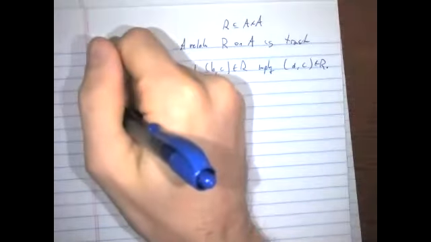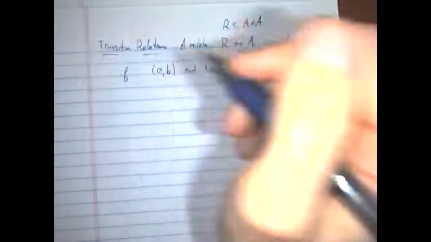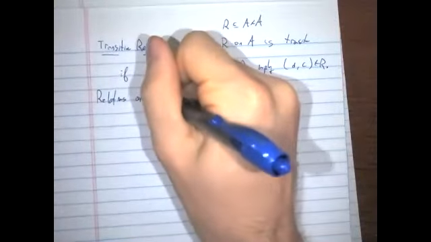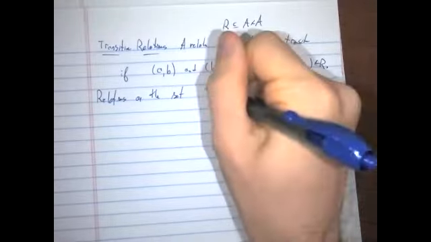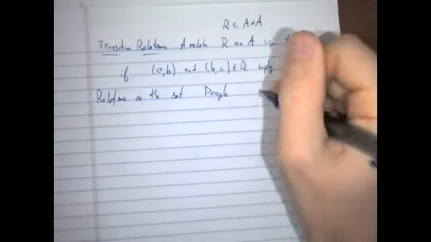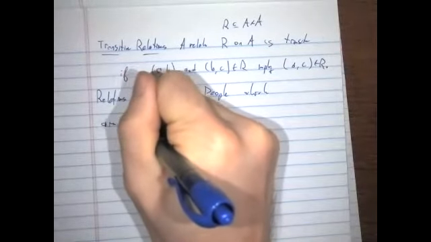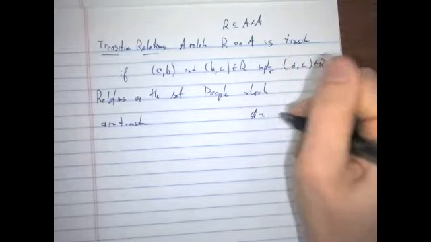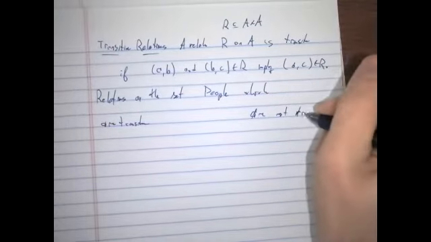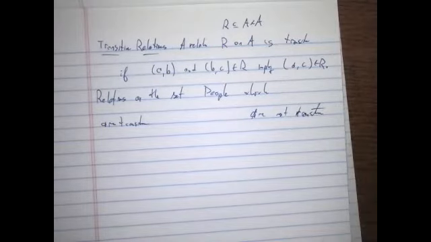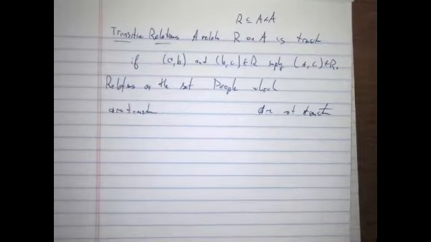But let's go back to our game where we were trying to find relations on the set of people which are transitive and which are not transitive. Can't even write anymore. Just falling apart at the seams. What's a transitive relation on the set of people?